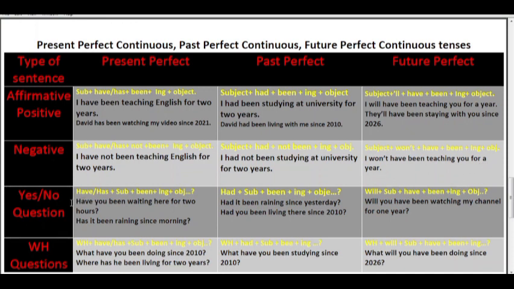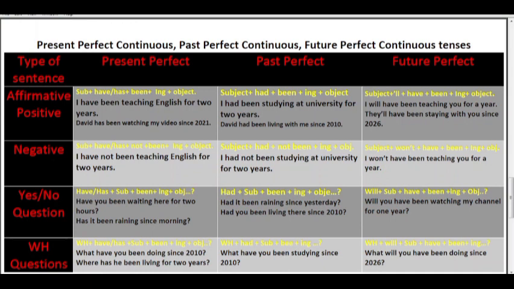Now, how to make yes no questions? Remember, for yes no questions, we bring the helping verbs to the start of the sentence. Now in present perfect continuous, we bring has and have to the start of the sentence, then subject, then been, ing form, object and question mark. For example, have you been waiting here for 2 years or 2 hours? Yes, we have been. Has it been raining since morning?